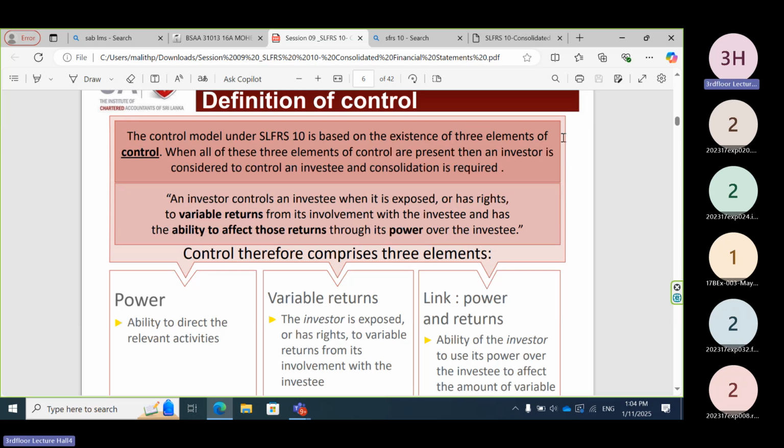Power of controlling the return. What is control? The power of controlling the return. In other words, the ability to direct activities of the subsidiary to get or increase the variable return. That's called controlling.